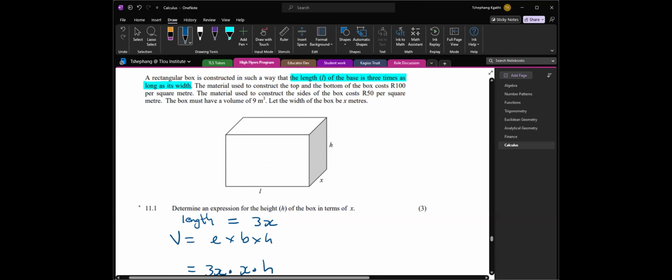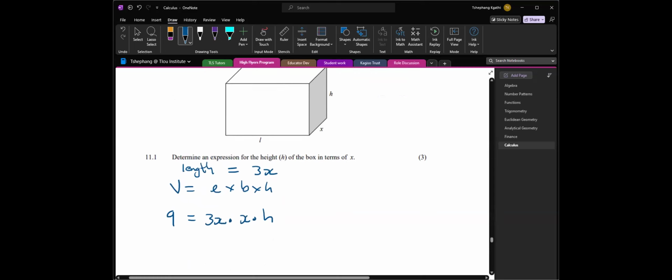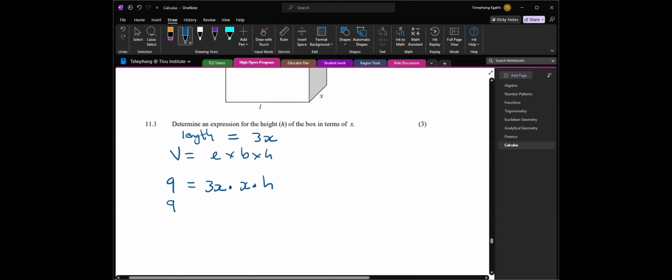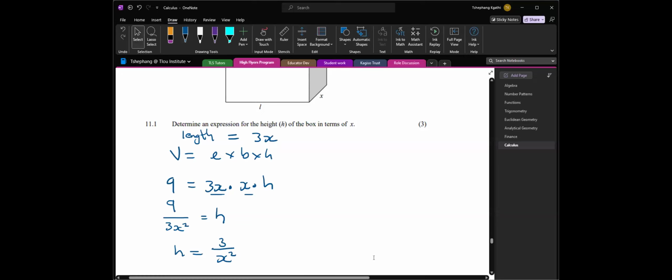Do we have anything else? The box must have a volume of 9 cubic meters. So this is equal to 9. Let's solve for h. These two multiplied together, that'll be 3x squared. Divide both sides by 3x squared. Simplify, h is equal to 3 over x squared. Okay? You get 3 marks for that.